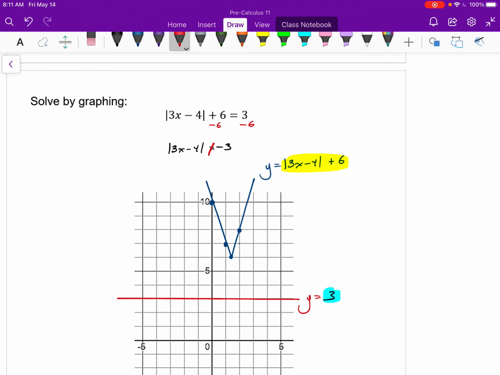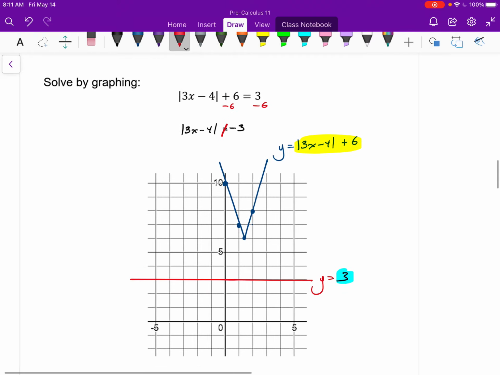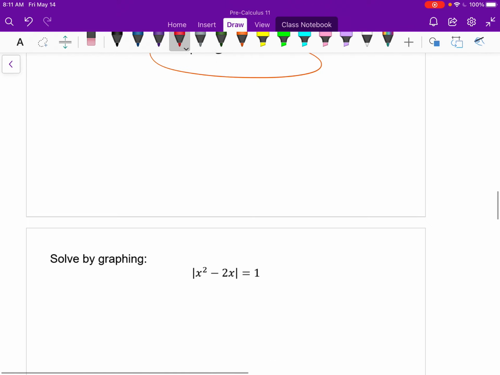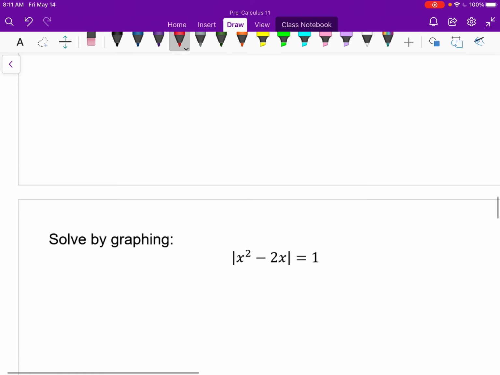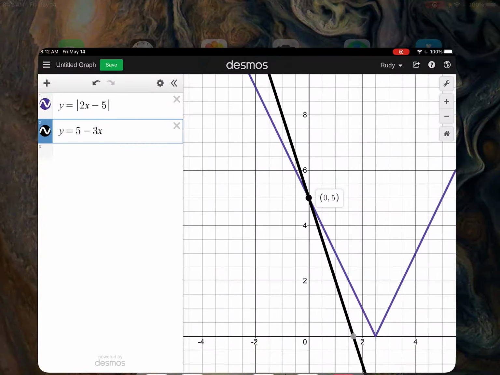All right, so the last example before a final problem is a quadratic equation inside an absolute value equation. And so for this one, again, graph the left and the right-hand sides. And I'll show this in Desmos again, because this is a little bit different than the previous ones.